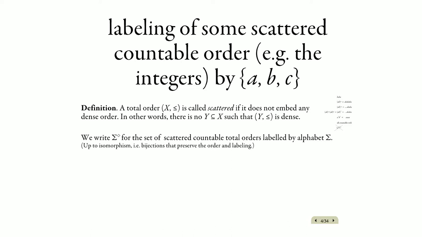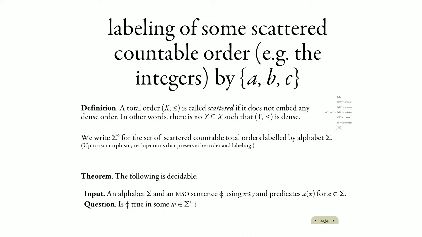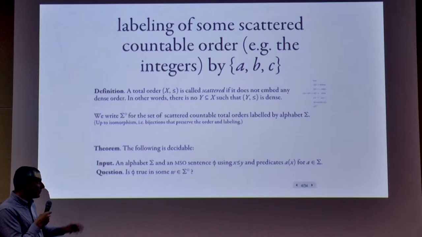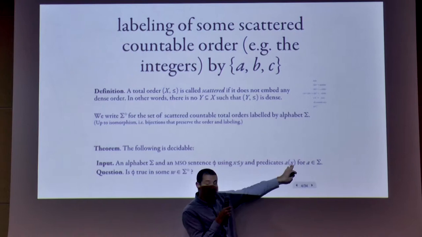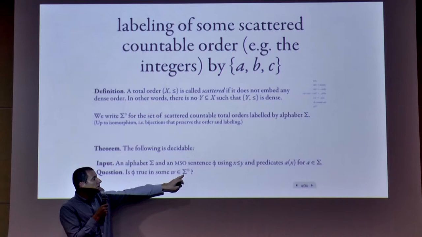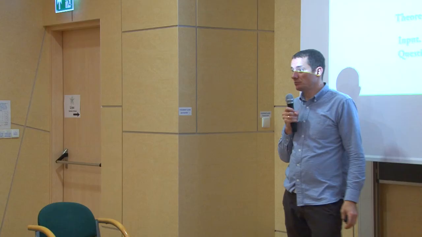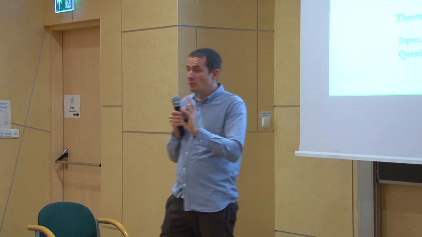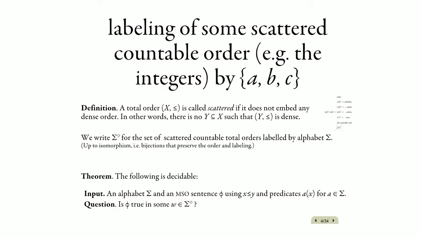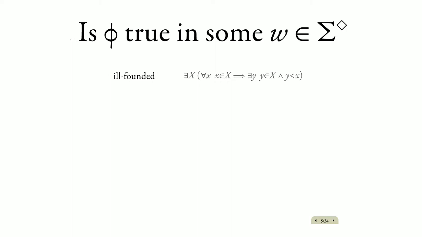And what I will show now, using algebraic methods, is that the following is decidable. You are given as input an alphabet and an MSO sentence which talks about order and these labels. You want to know: is this sentence true in some scattered countable order labeled by sigma? That's what we're going to prove. This generalizes the Büchi result about MSO on omega words. Let's explain why.